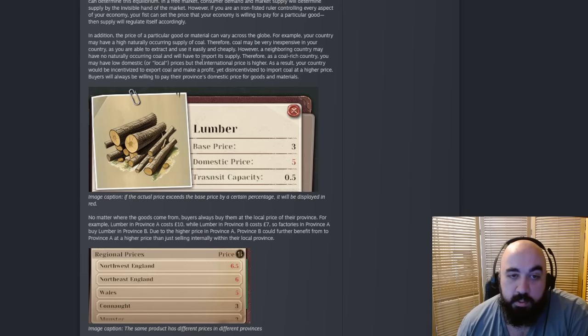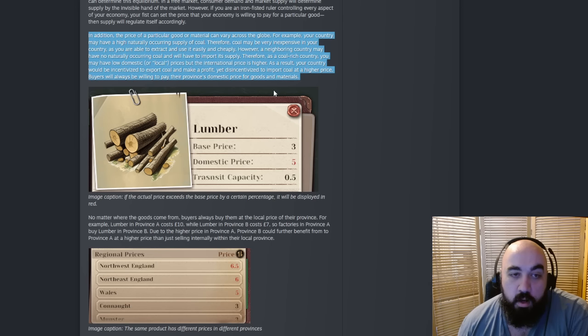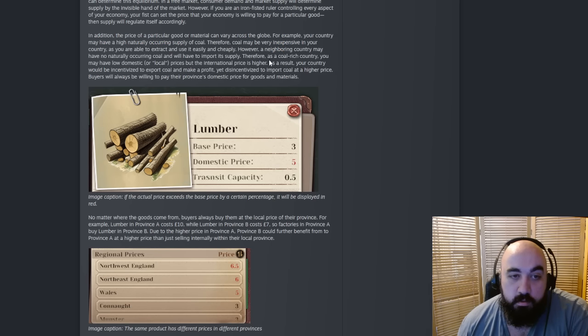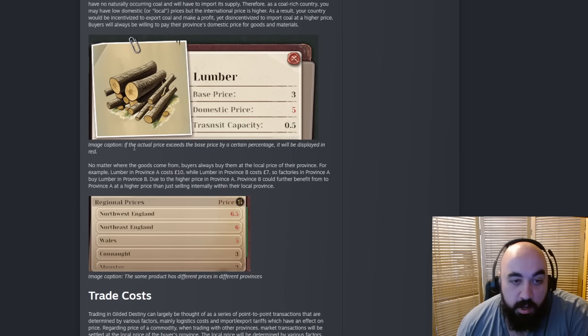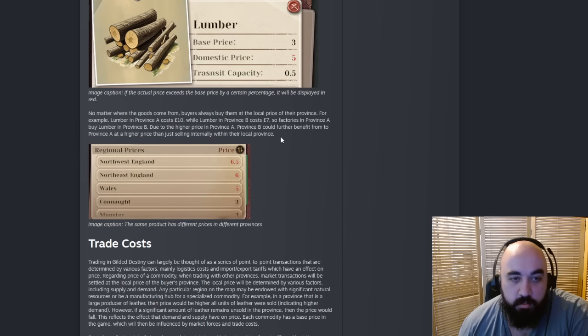Buyers will always be willing to pay their province's domestic price for goods and materials. Okay, sure. If the actual price exceeds the base price by a certain percentage, it'll be displayed in red. And so we see base price, domestic price, it's up by 5, transit capacity, I guess that's the amount that it costs per unit transported.